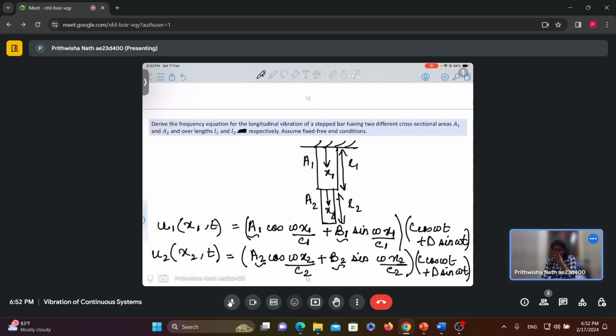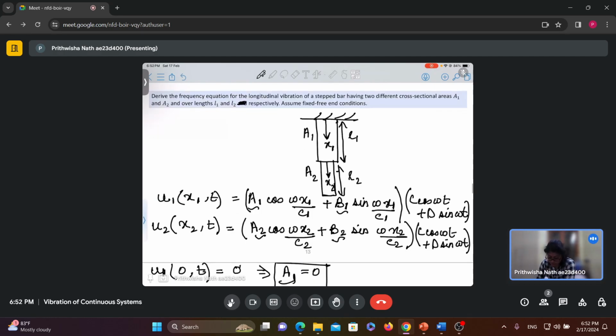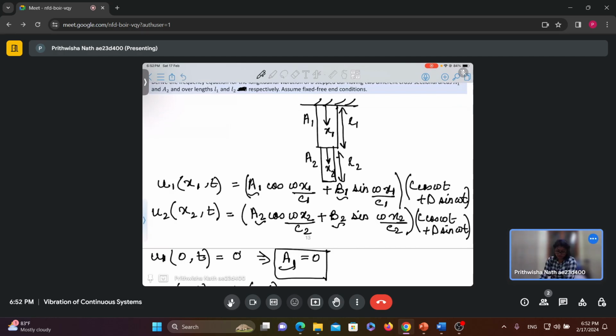Now the next question: we had to find the frequency equation for the longitudinal vibration of the step bar having two different cross-sectional areas A1 and A2 and lengths L1 and L2 respectively. We assumed fixed-free end condition, that is one end is fixed and one end is free. Now we considered two separate equations for the two bars, one for U1 and another one for U2.